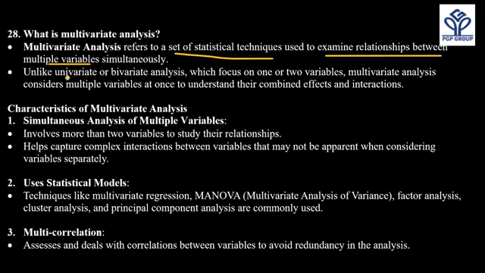Then, so we have univariate analysis, lecture number 3, bivariate analysis, lecture number 4, and we are now in multivariate analysis. So univariate focuses on one variable, bivariate on two, but multivariate analysis considers multiple variables at once to understand the combined effect and interactions. Univariate means one variable, bivariate means two, multivariate means more than two, or we can say multiple.